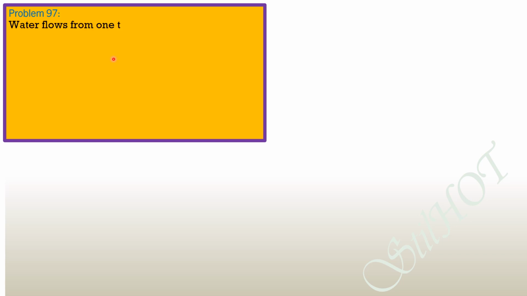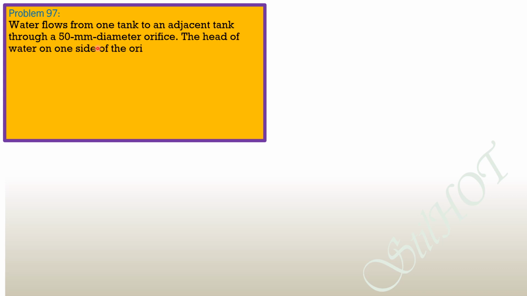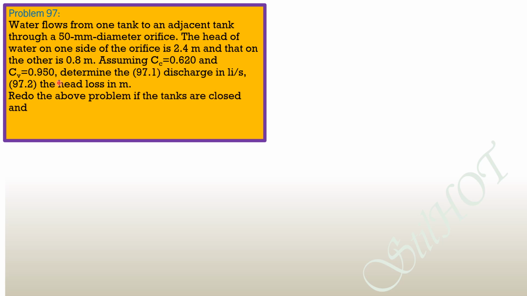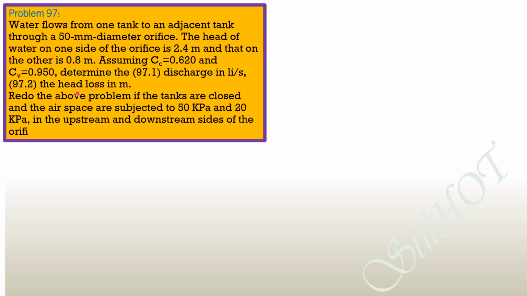Problem 97. Water flows from one tank to an adjacent tank through a 50 millimeter diameter orifice. The head of water on one side of the orifice is 2.4 meters and on the other is 0.8 meters. Assuming coefficient of contraction of 0.62 and coefficient of velocity 0.95, determine, for part 1, the discharge in liters per second, and for part 2, the head loss in meters. Then redo the above problem if the tanks are closed and the airspaces are subjected to 50 kilopascals and 20 kilopascals in the upstream and downstream sides of the orifice, respectively.